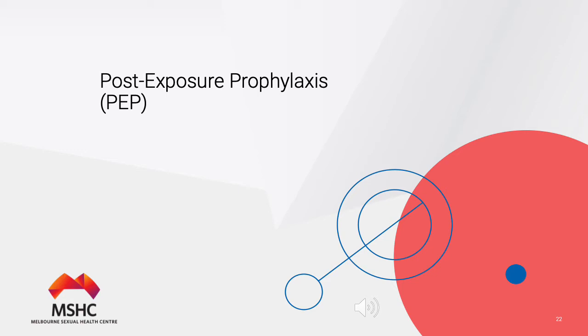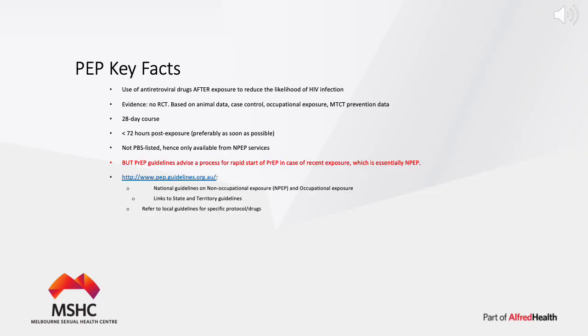Now, this is post-exposure prophylaxis, where an individual has placed themselves at risk for HIV, and it's within 72 hours of the sexual encounter. So that's called PEP or post-exposure. It's the use of the antiretroviral drugs after exposure to reduce the likelihood of HIV infection.